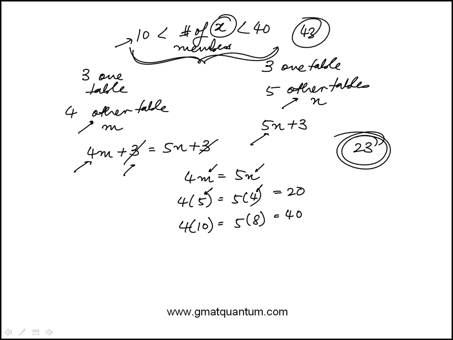Now they say if they sit at tables with 6 members at each table except 1, meaning we need to divide this by 6, how many members will be at the table that has fewer than 6 members? So this is 6 times 3 is 18, remainder 5. So we'll have 5 on that table remaining, which is answer choice E.